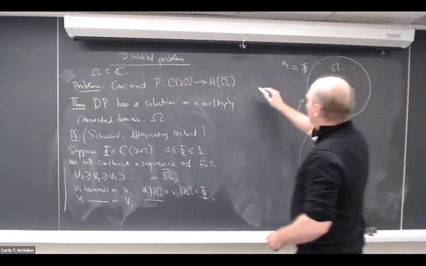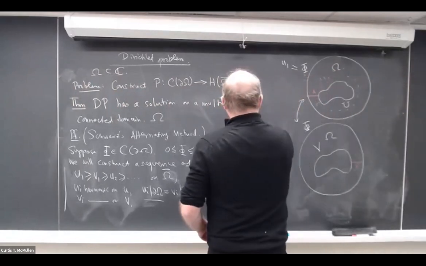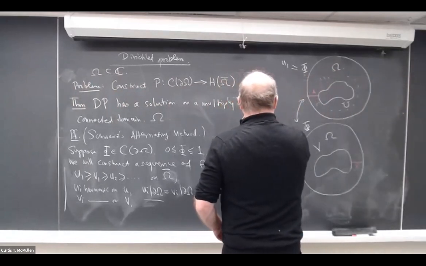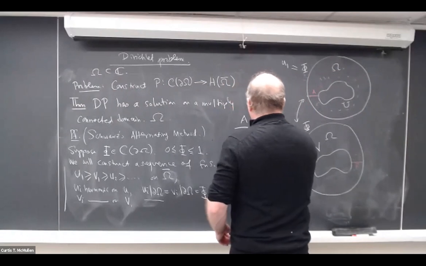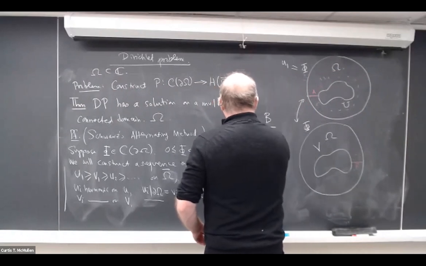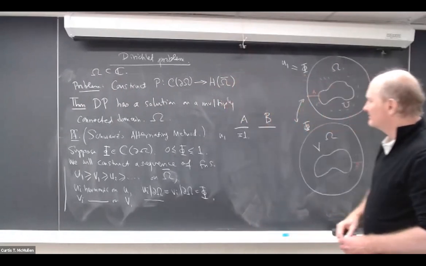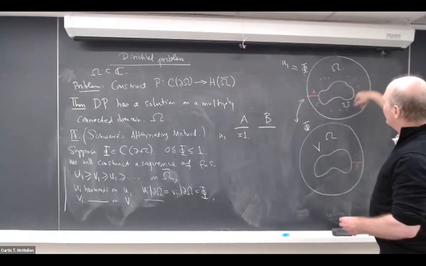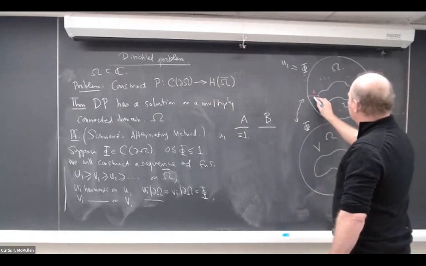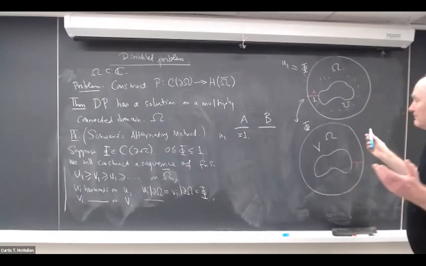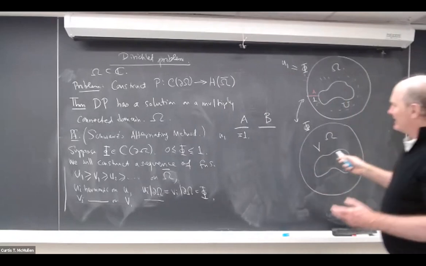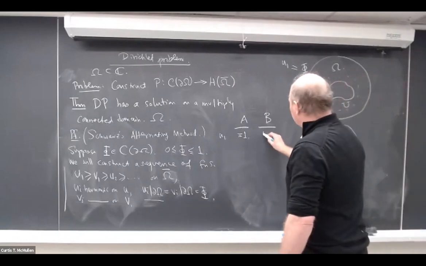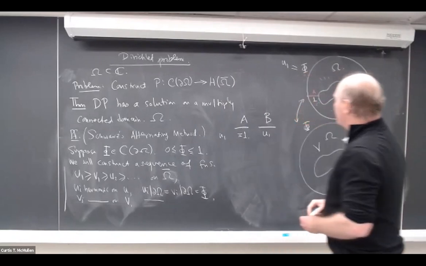So we have these two arcs, A and B. And what we do is we define u1 so that it's just identically equal to 1 on A. And now we solve the Dirichlet problem in U for those boundary values. Okay, and then we get something. And who knows what it is on B? Well, let's just call it u1. It is what it is on B.